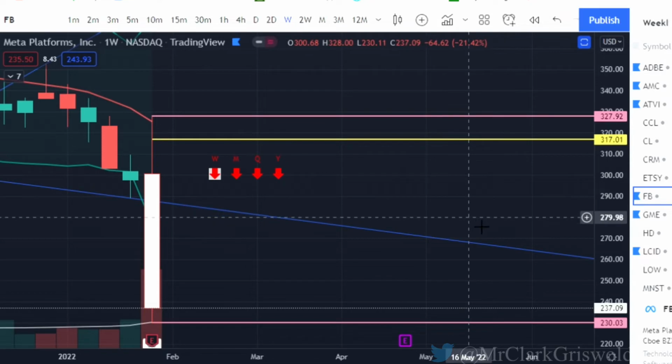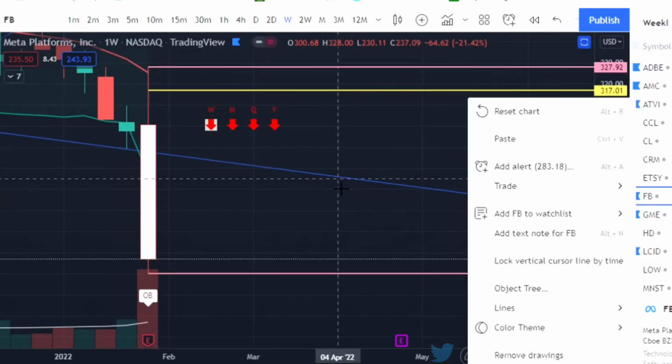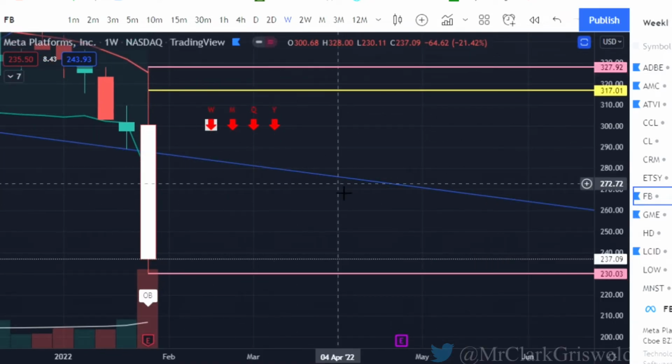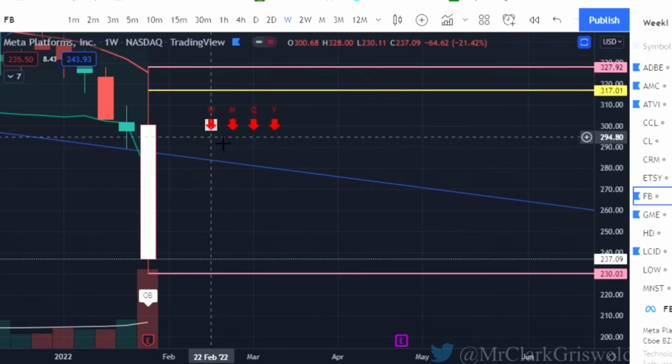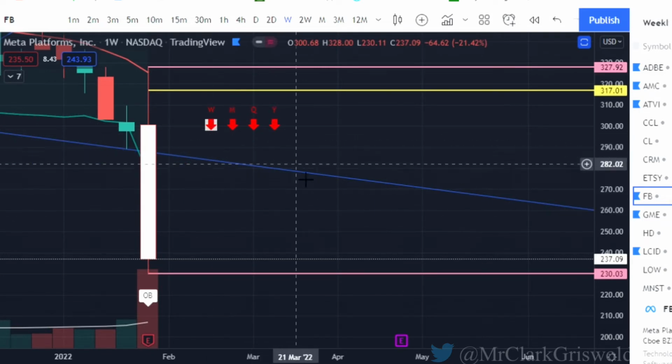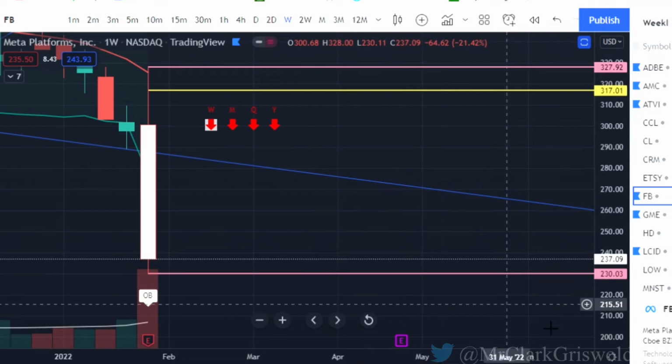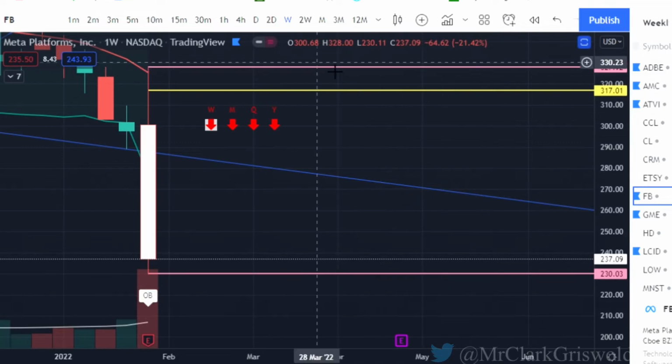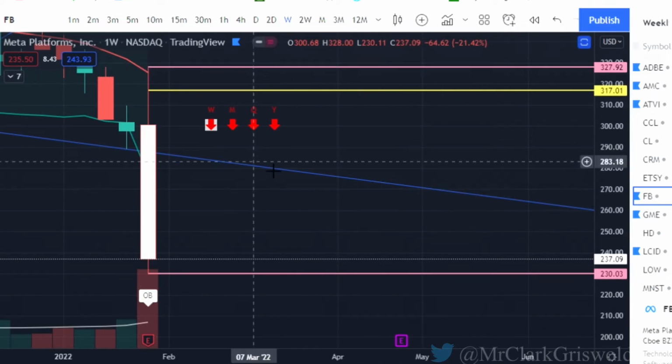Facebook, whew, what a week that was, hey? What a couple of days that was. So again, as I mentioned, full time frame continuity. I don't know what next week is going to show. We have an outside bar for Facebook, puts at $230.03, calls at $327.92.